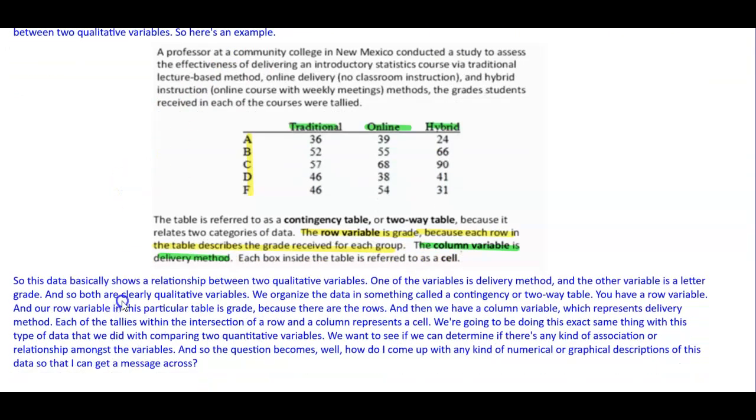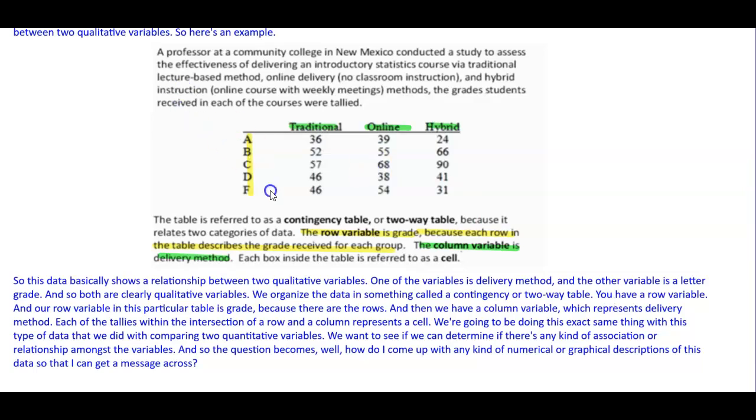So this data basically shows a relationship between two qualitative variables. One of the variables is the delivery method, and the other variable is the letter grade. And so both are clearly qualitative variables. We organize the data in something called, again, a contingency or two-way table.